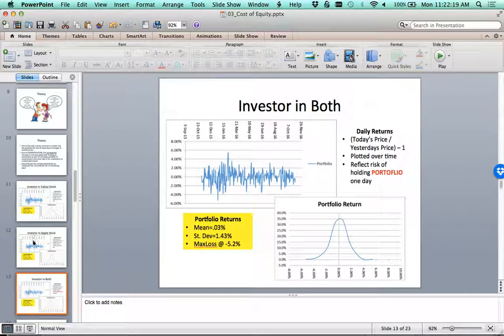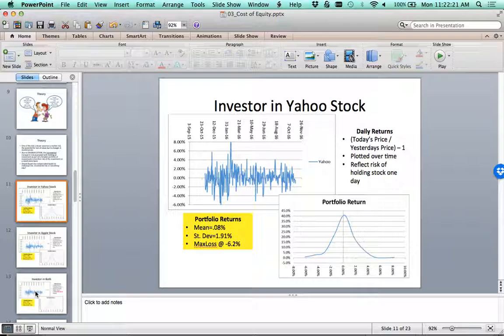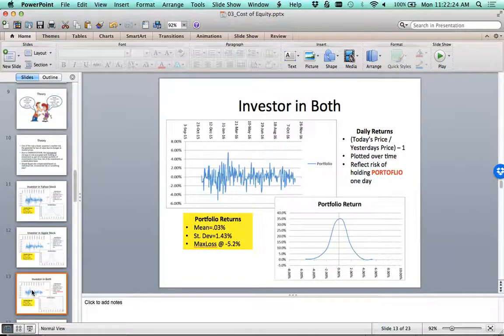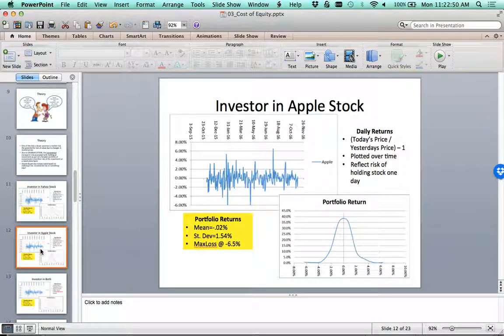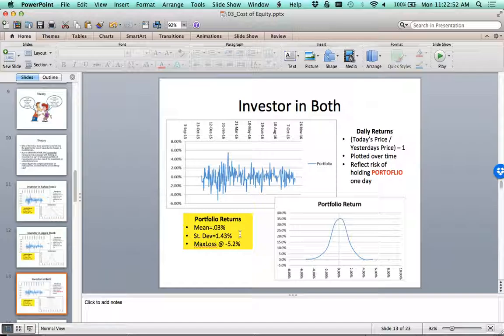So we put them together, we get something that's a lot smaller than either one in terms of its variability, right? Quite a bit less variable than either one. When we look at that spread, yeah, there's stuff out there, but we get a portfolio return of 0.03%, somewhere in the middle of the two. We get a standard deviation that's less than the standard deviation of both of them, right? One was 1.9, the other's 1.5. We put them together, we get 1.43.